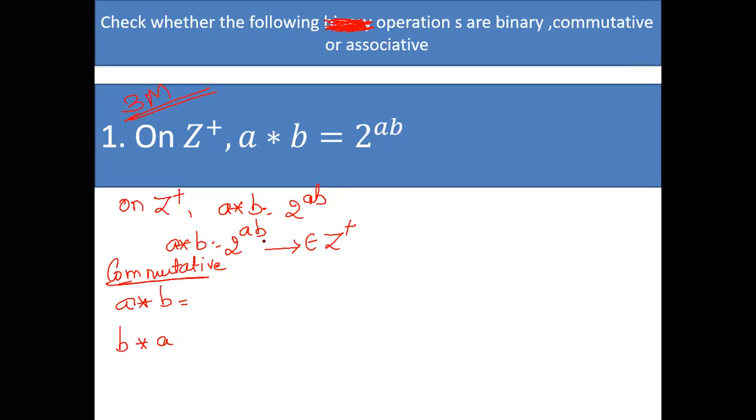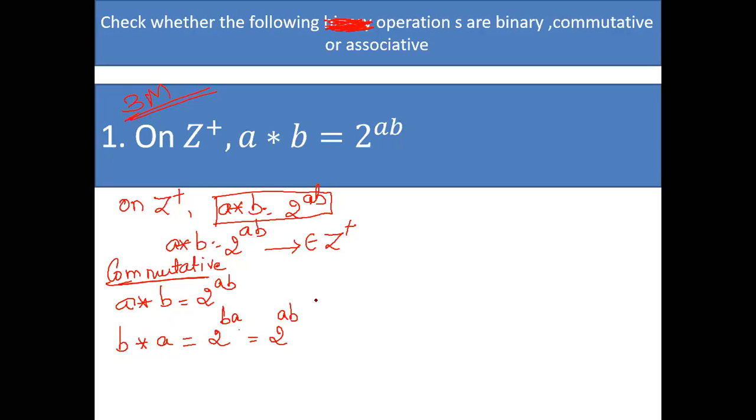Okay. A star B, we already know. What is A star B? 2 to the power AB. See, this is just a denotation. Here you will now give values. Okay. So what is B star A? B star A will be 2 to the power, now where A was there, B is there, where B was there, A is there. So 2 to the power BA. Okay. 2 to the power BA. Can I write this 2 to the power BA as 2 to the power AB?